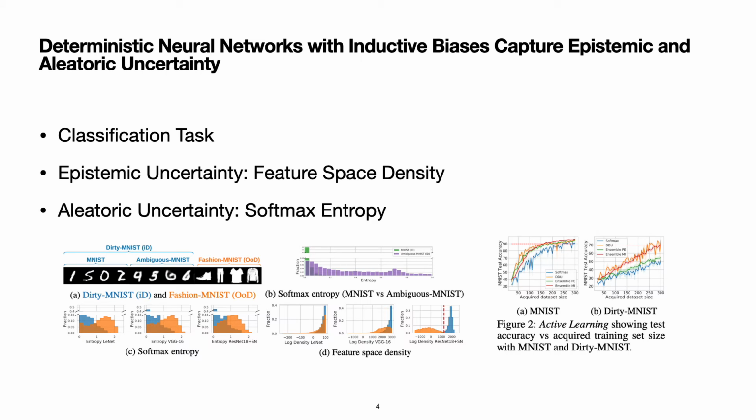The paper also contains active learning experiments on Dirty MNIST. The paper reports that even when the dataset contains only a small number of clean sets and a large number of ambiguous sets, epistemic uncertainty can still select clean informative data.